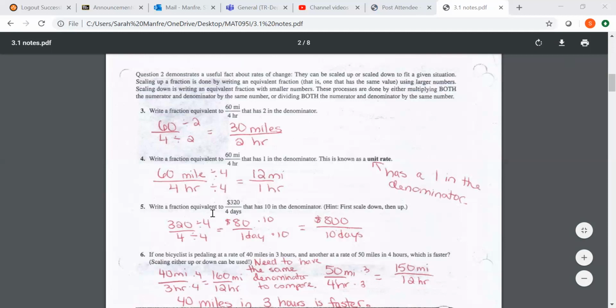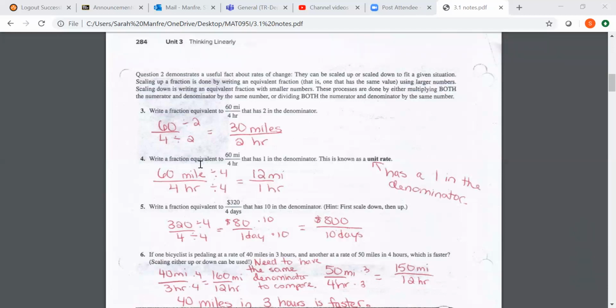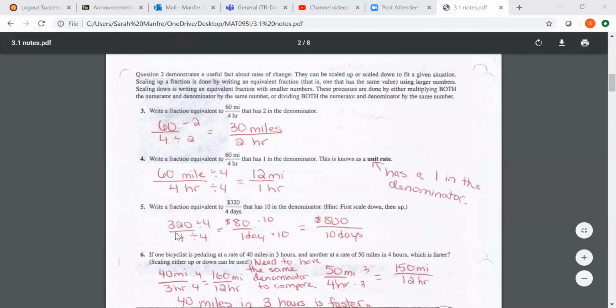Now, write the fraction equivalent to $320 per 4 days that has a 10 in the denominator. This one is tricky because in example 3 and 4, I was able to use one division to turn it into the denominator that we want. But I cannot turn a 4 into a 10 using either multiplication or division, because 4 times 2 is 8 and 4 times 3 is 12. So 10 is right in the middle. So in order to do this, we have to do 2 different operations.